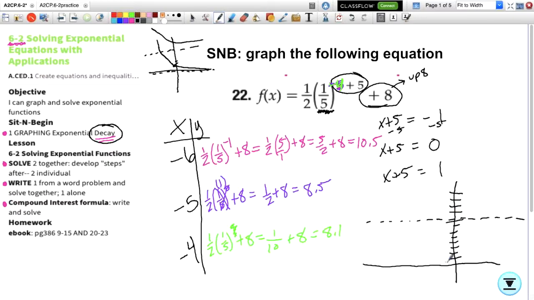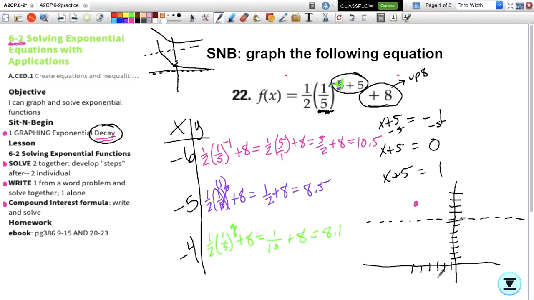I added a few more there. I'm going to have to go out to at least negative 6 here. So 1, 2, 3, 4, 5, 6. And I'm ready to plot my points. So I'm going to go over negative 6, up 10.5. So here's 8, 9, 10.5.